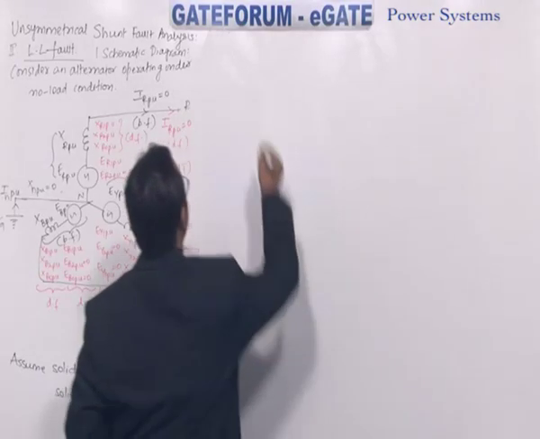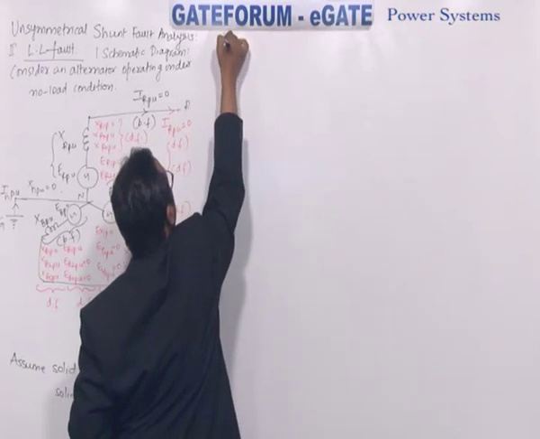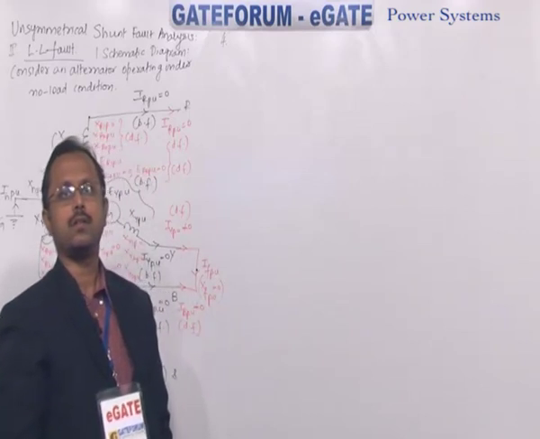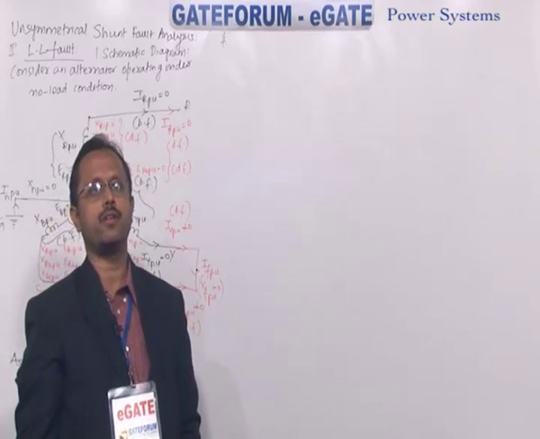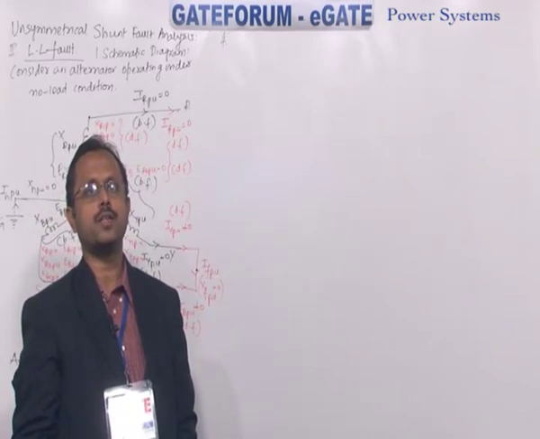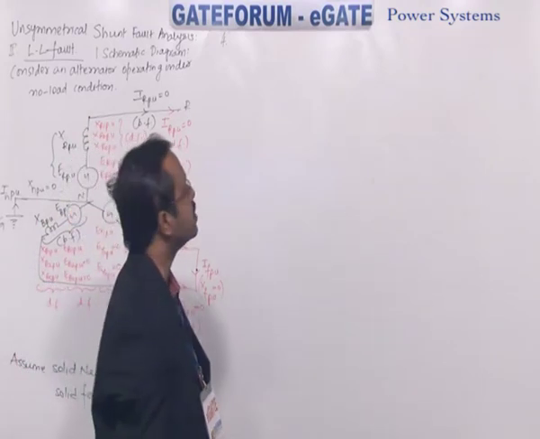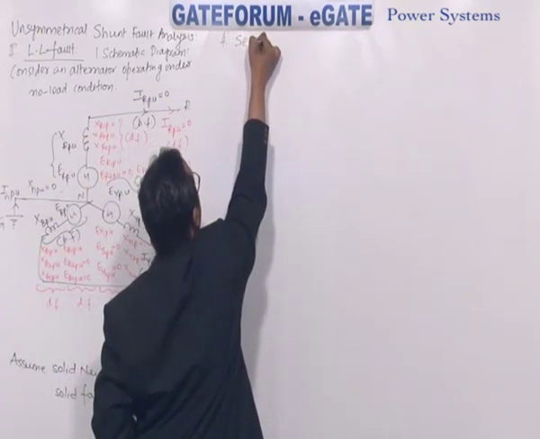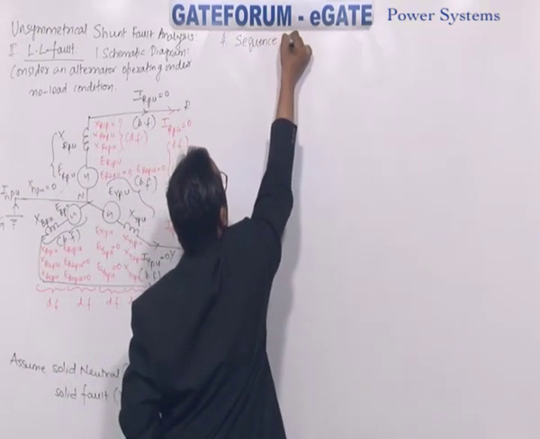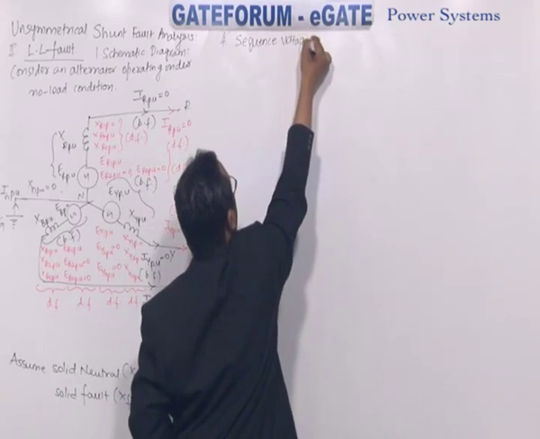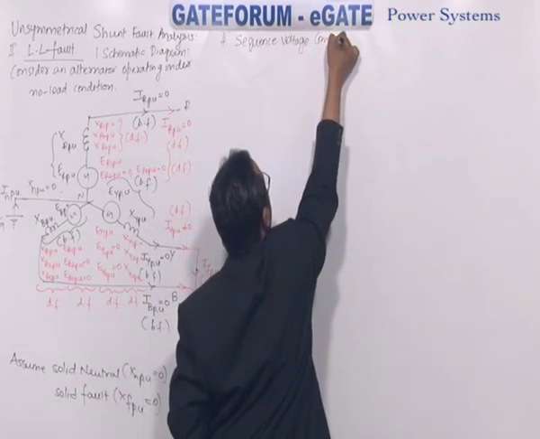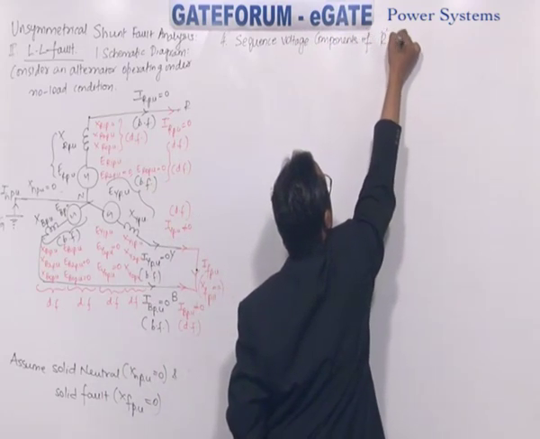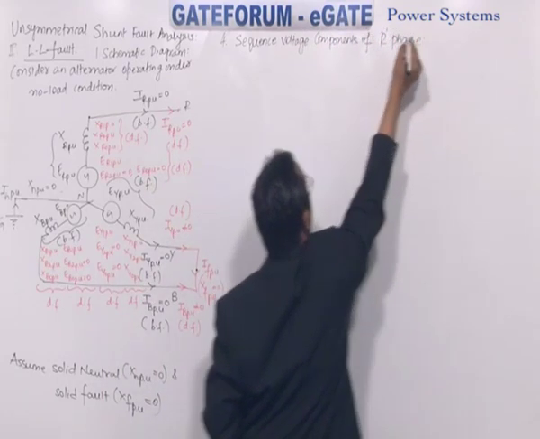Now we continue with the next one. Now we get the relation between sequence voltage components of R phase using one of the boundary conditions. So now we mention the sequence voltage components of R phase.